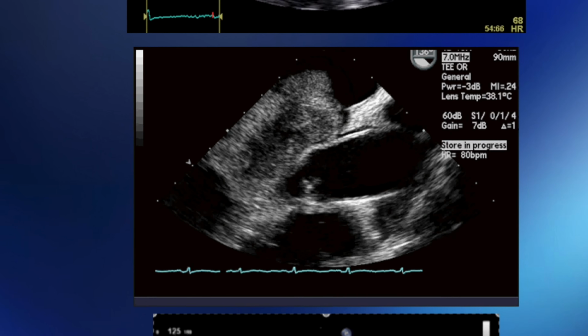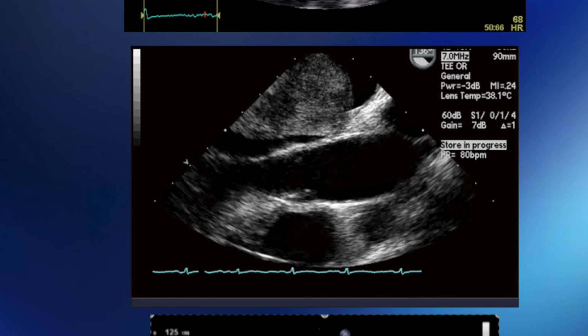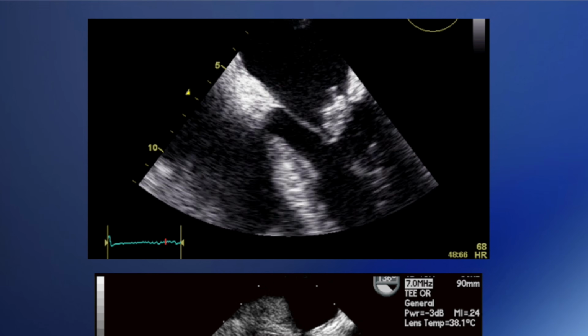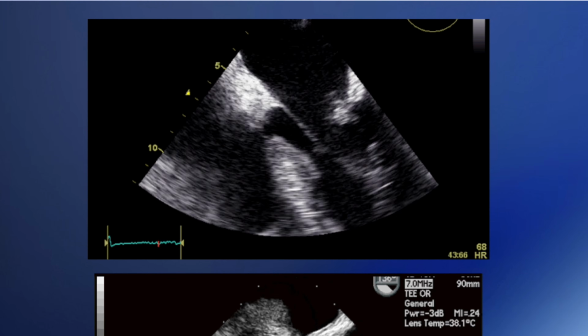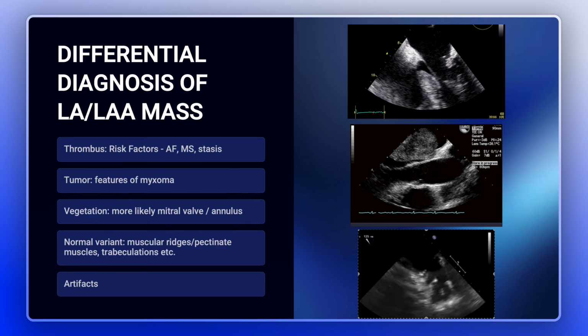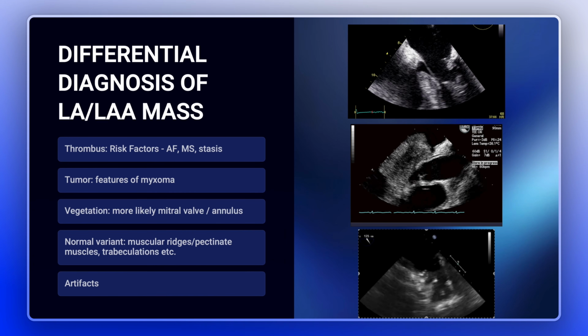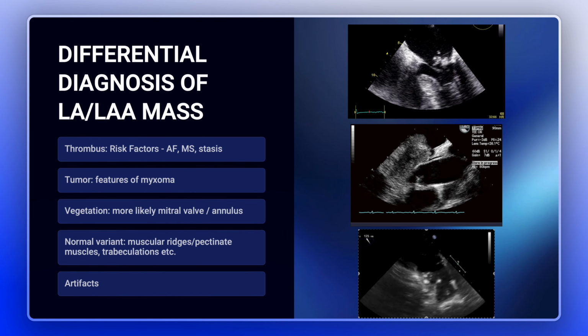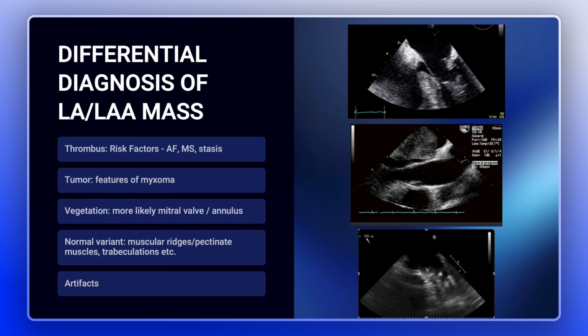There could be a tumor where there may be features of a myxoma present. If there's a vegetation, that could be attached to the mitral valve leaflets or annulus. It could be a normal variant where you're seeing muscular ridges, pectinate muscles, or trabeculations. Or it could be an artifact that is purely related to your imaging.